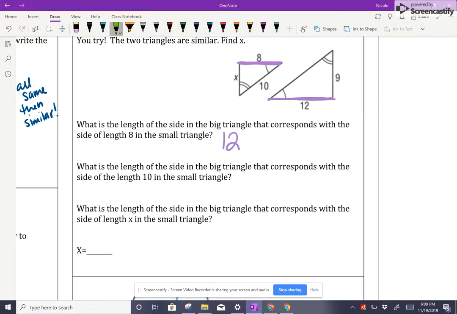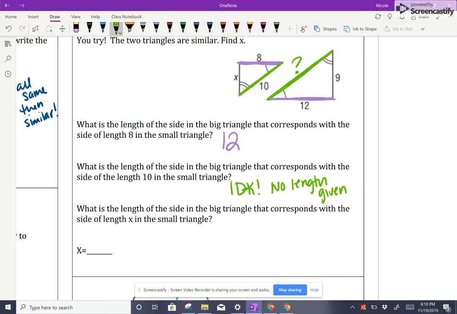Then it says, what is the length of the side in the big triangle that corresponds with the side length 10? So 10 is right here. If this was a right triangle, it looks like the hypotenuse, but it is the one that touches the two angles that are marked as congruent. On the big triangle, that's this side, but there's no length given. But we know which side it belongs to, so that's good.